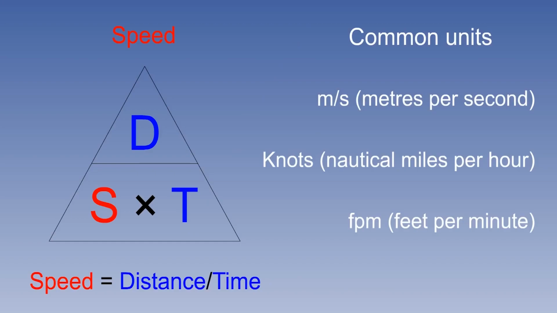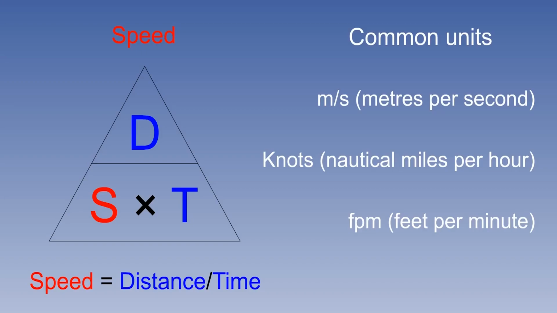The SI unit of speed is meters per second, which is used in aviation in some countries. In the UK and many other countries, horizontal speed is measured in knots, which is nautical miles per hour, and vertical speed in feet per minute. In aviation, it is important to be able to convert between these speeds roughly in your head.